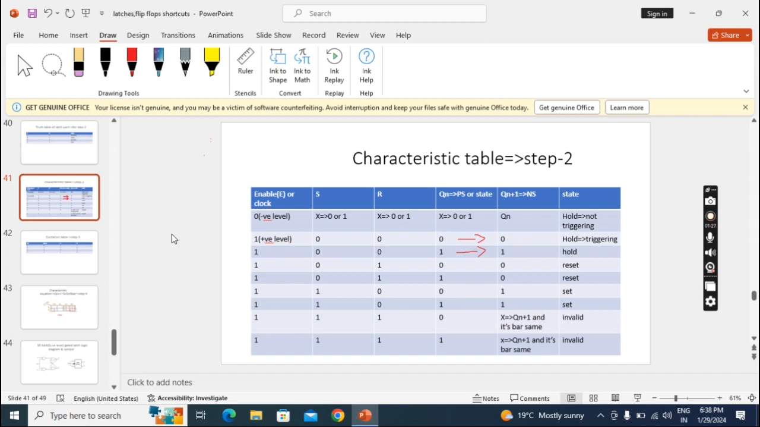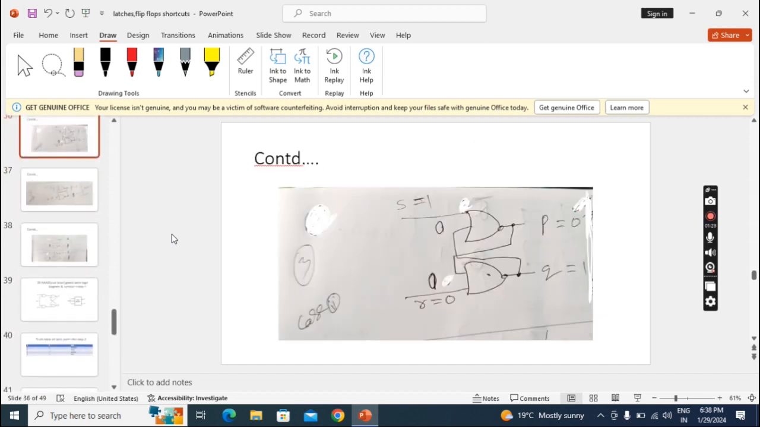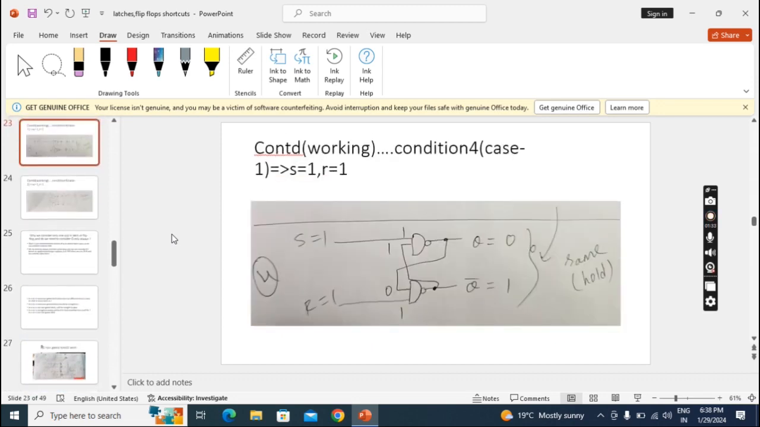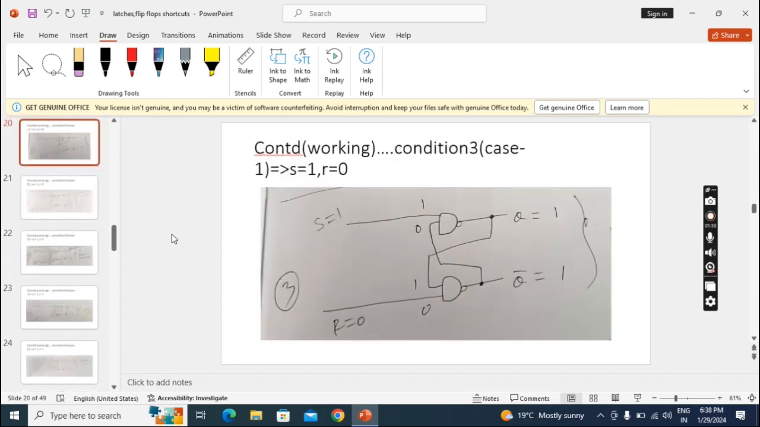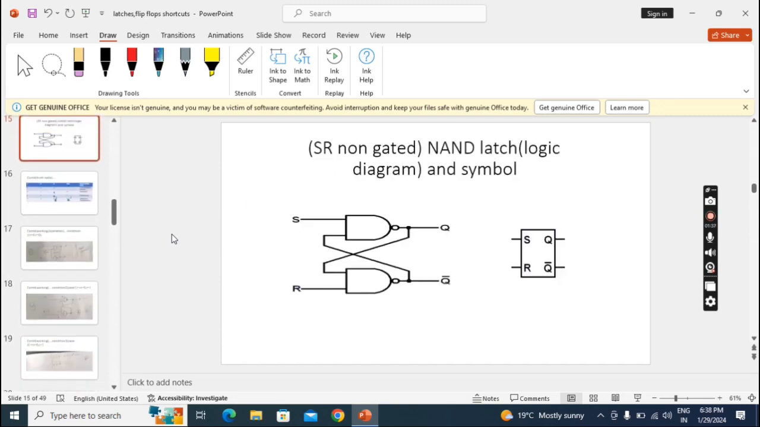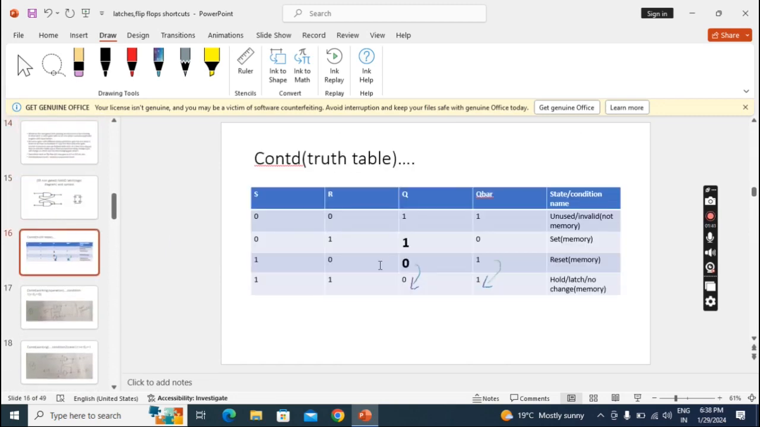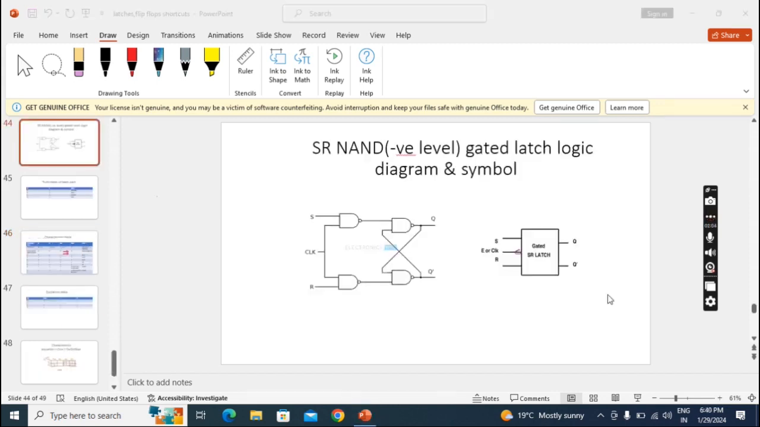But when we take hold in the non-gated latch, how it happens we'll see. This is in the gated latch, but how it happens in the non-gated latch, that we'll see. See here, hold is happening from top to bottom like this. But we need not remember right to left or top to bottom like that. I am just showing it. Observe the difference.